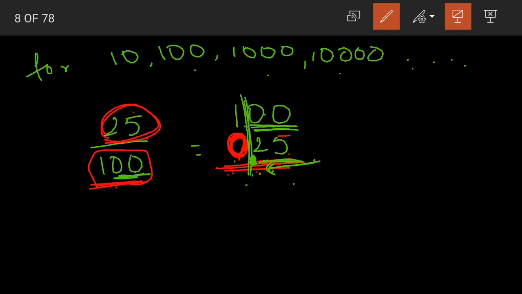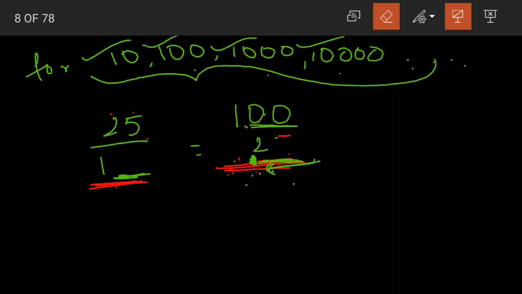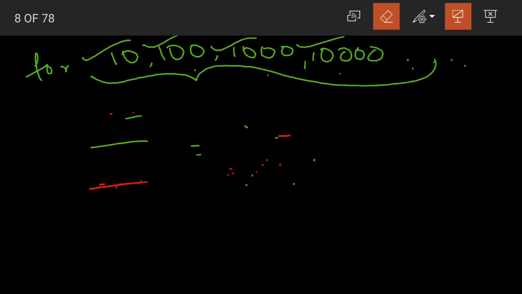This is applicable to what? Be careful, it is only applicable to the fractions whose denominators are 10, 100, 1000, 10,000 and so on. This was 25 by 100. Now what if we have 25 divided by 10?